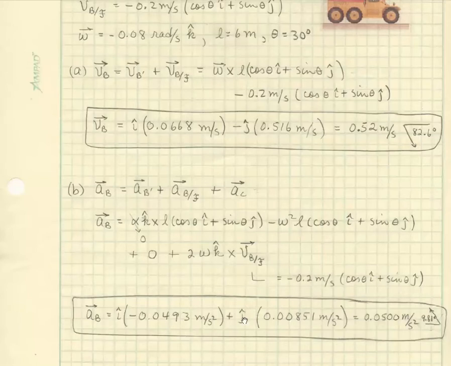So when you gather your terms together here, you'll get a negative i coefficient of minus 0.0493 meters per second squared, and a positive j of 0.00851 meters per second squared. And when you find the magnitude, that comes out to be 0.05 meters per second squared at 9.81 degrees above the negative x-axis.